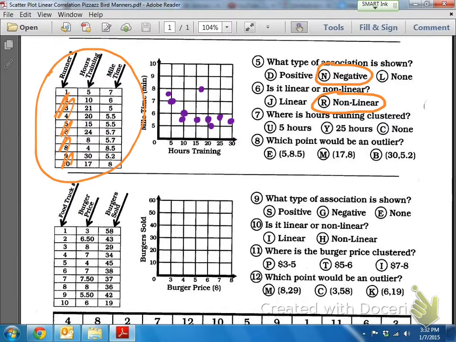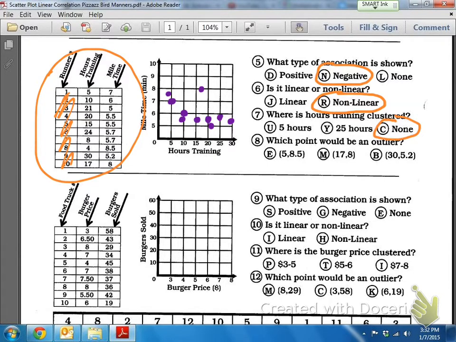Okay. All right, number 7, where is hours training clustered? Is there a particular place where there are more dots than others? Well, there's 2 here, there's 2 here, but other than that, there's really no big cluster. So you really can't say if there is a cluster. The answer is none. There's really no cluster to be found.